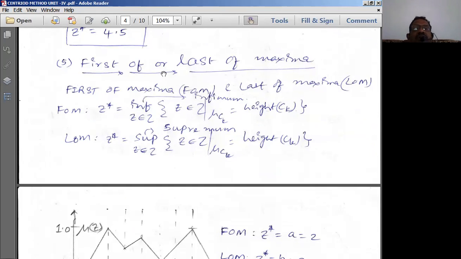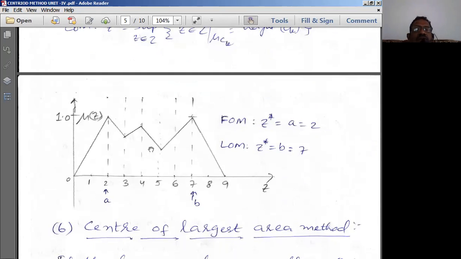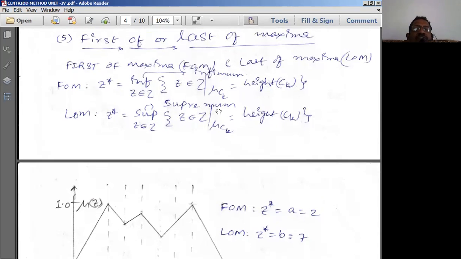The next is first of maxima or last of maxima. So when you go from left to right, whichever is the first maximum membership value, that has to be considered. So when you go from left to right, you have to consider. So first of maximum is this one. Corresponding to that, what is the value? That is nothing but the crisp data for us. This is the method for first of maximum.